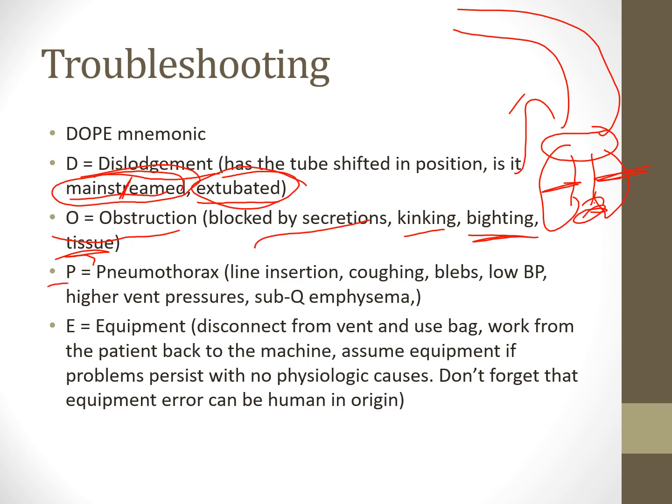P is pneumothorax. This is where you're going to listen. All right, did they have a central line insertion, especially subclavian, right? Were they coughing? Do they have blebs on their x-ray, right? Do they have emphysema? Do they have very low blood pressure? Do they have very high vent pressures? Do you see signs of subcutaneous emphysema or those little air pockets, especially going into their neck and their face? If those are things that you see, they could have a pneumothorax. This is where you do your chest percussion, right? Your diagnostic chest percussion. This is where you're looking at your high peak and plateau pressures on your ventilator.